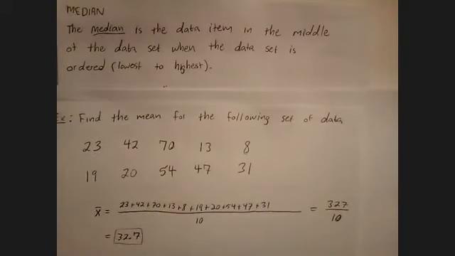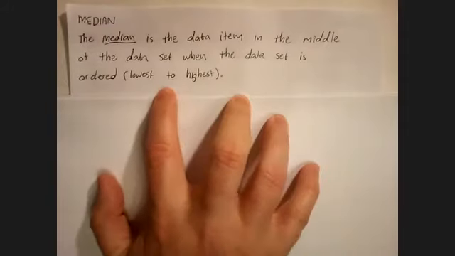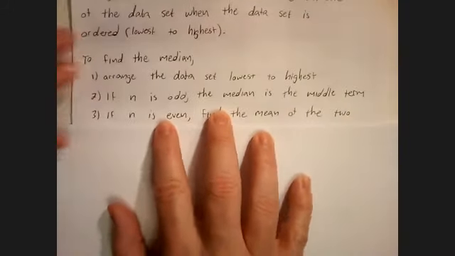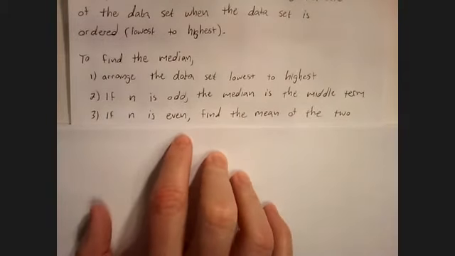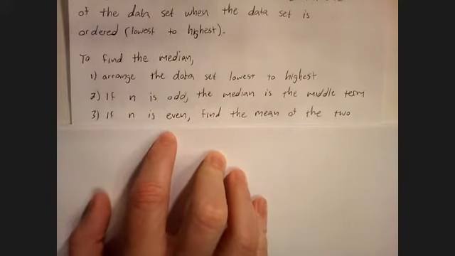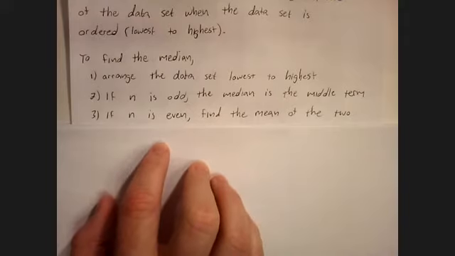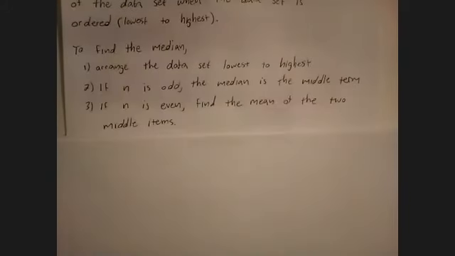We have to do something special first. We have to put it in order from smallest to largest. You could do highest to lowest, but no one ever does that. So lowest to highest. And in the way we're going to do this, that's the first step. If the number of items is odd, then we take the middle term. If it is even, we have to find the mean of the 2 middle terms.